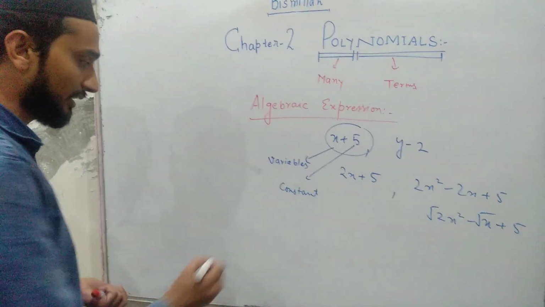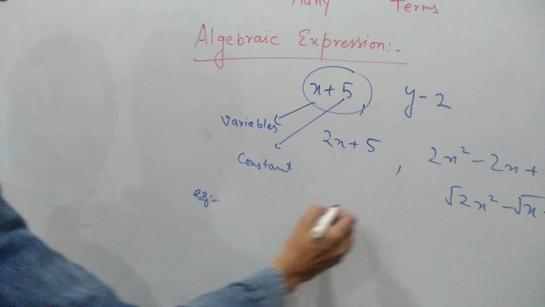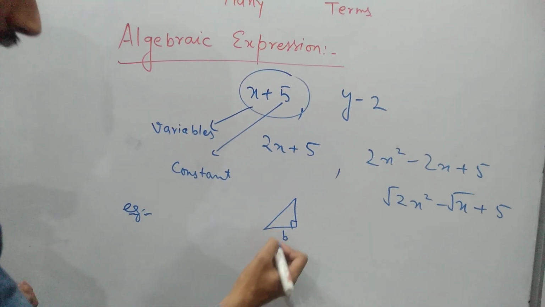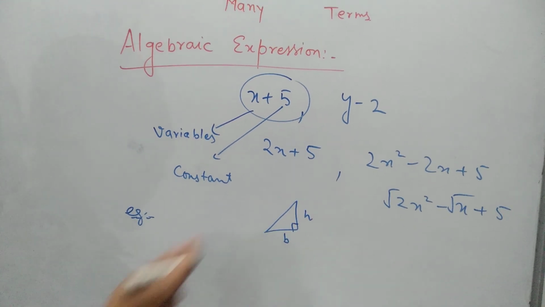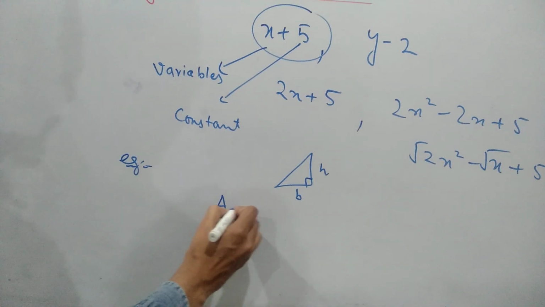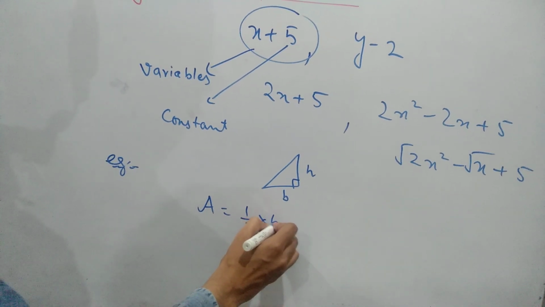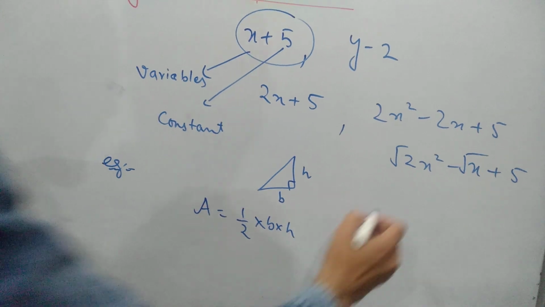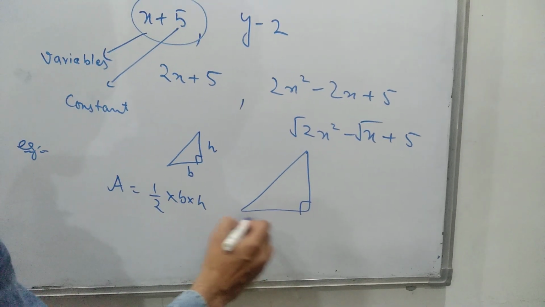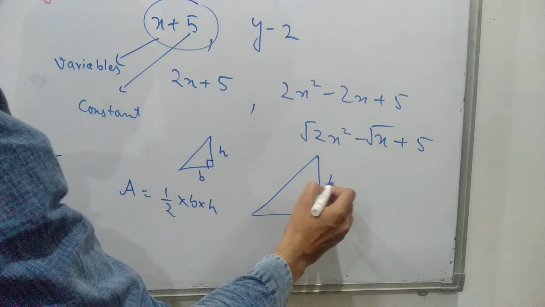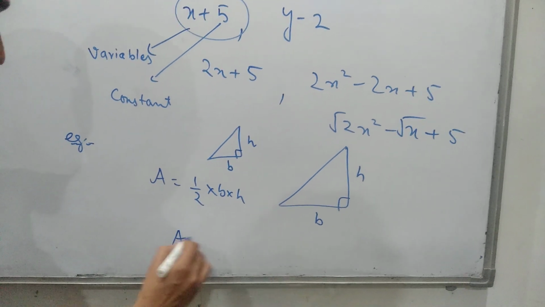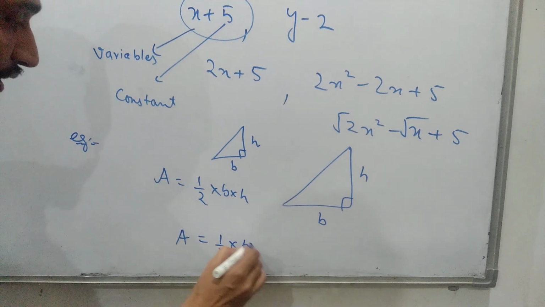Suppose we take an example. Let's see a right triangle. This is the base of the right triangle and this is the hypotenuse, the height of the right triangle. So how do we calculate the area? Area is equal to half into base into height, right? And let's see one more right triangle, which is larger than this. This is the base and this is the height. What is the area of that? It is also given by half into base into height.